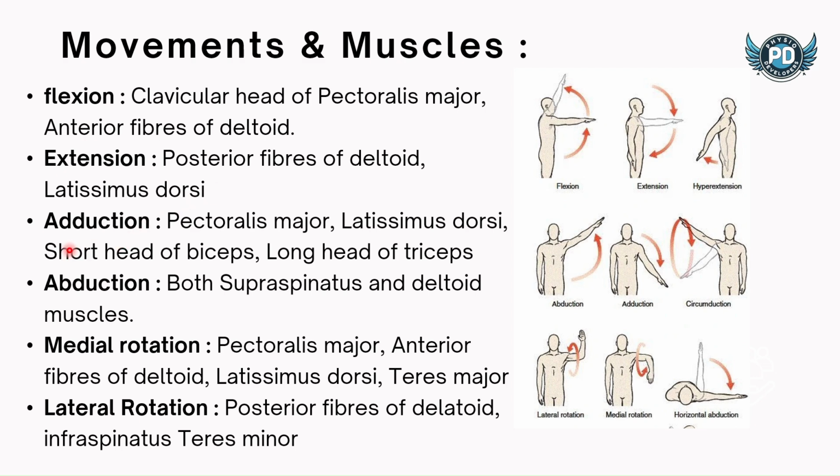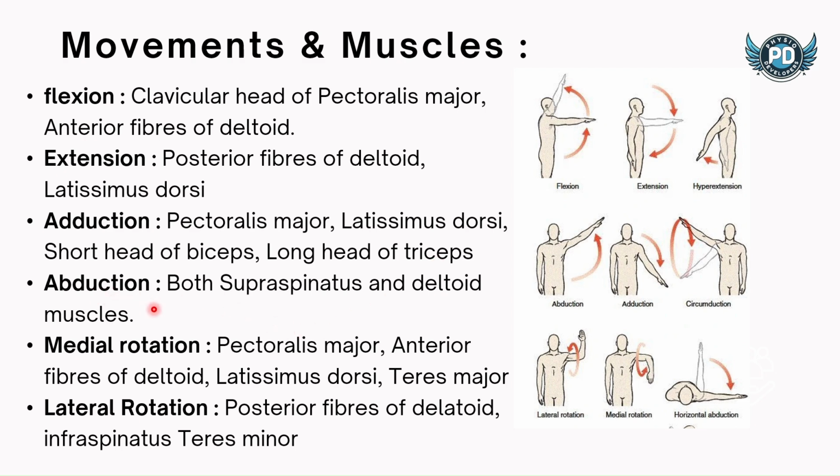And coming to the adduction muscles. What are the adduction muscles? Pectoralis major, latissimus dorsi, and short head of biceps and long head of triceps. These are the four muscles which produce the adduction movement.